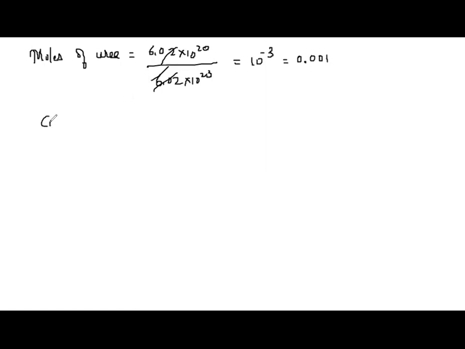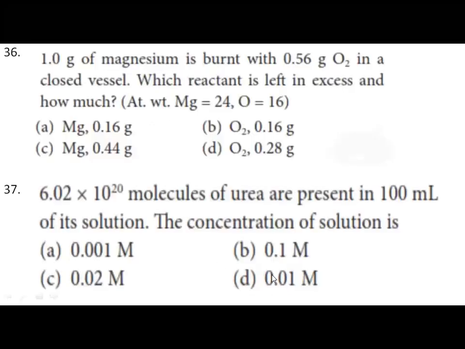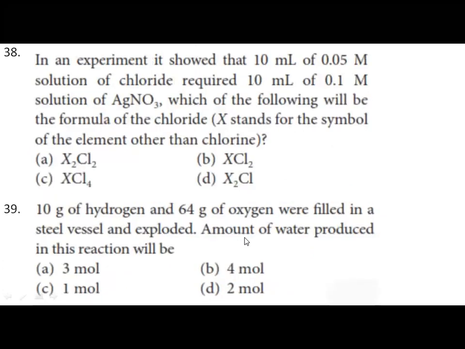Correct? Okay. Concentration of solution. Number of moles of solute 0.001 divided by volume of solution in liters. 100 ml they have said, so multiply it by 1000. It's cancelled. So this is 10 raised to minus 3. This comes out to 0.01 molarity. So what is the correct option? It is option D. Option D is the correct option. 0.01 molarity. Correct? Okay. Next question.